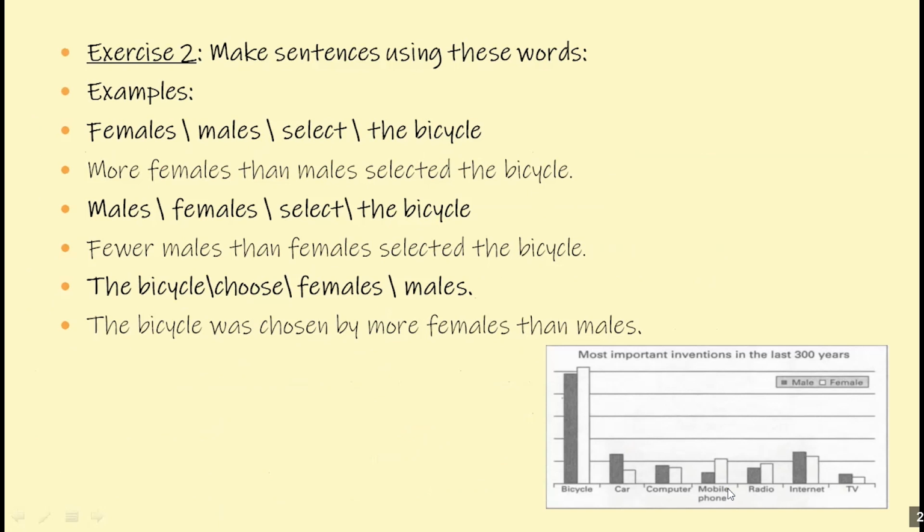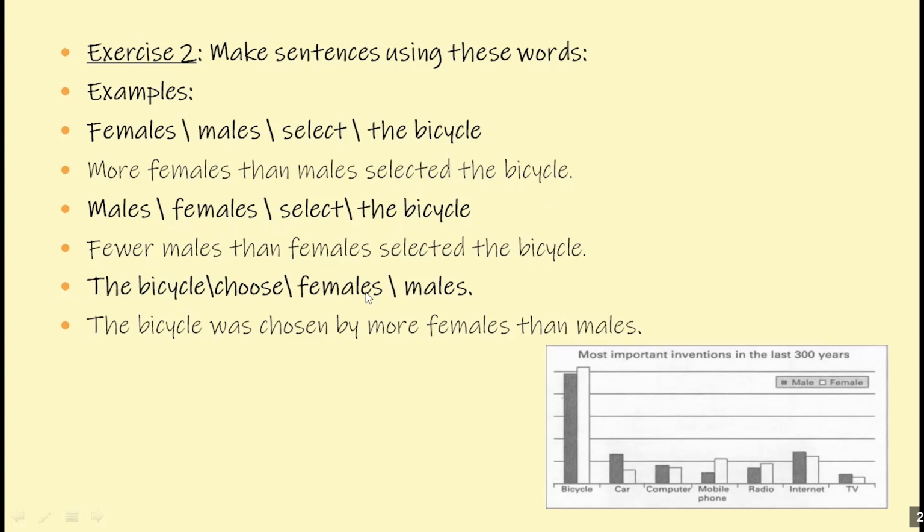Okay. Now, you need to make sentences. You need to look at the chart one more time, and then you're going to make sentences using words. I'm going to give you some examples. So you have the words females, males select the bicycle. We can say more females than males selected the bicycle, right? Remember to use the past. Males, females select the bicycle. Fewer males than females selected the bicycle. Remember to use the word fewer, not less.